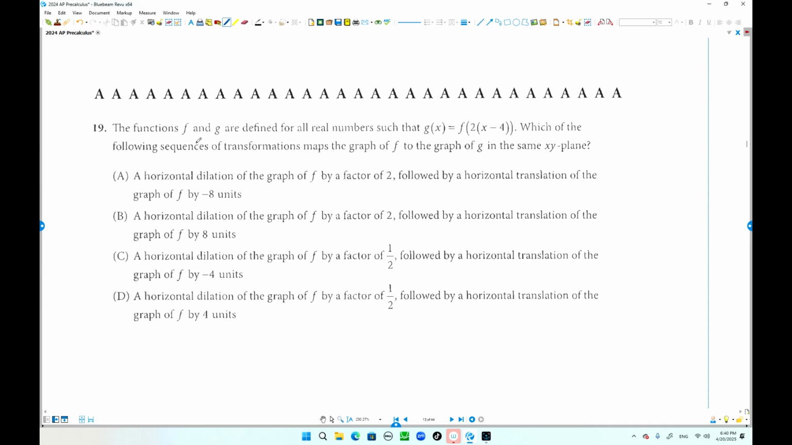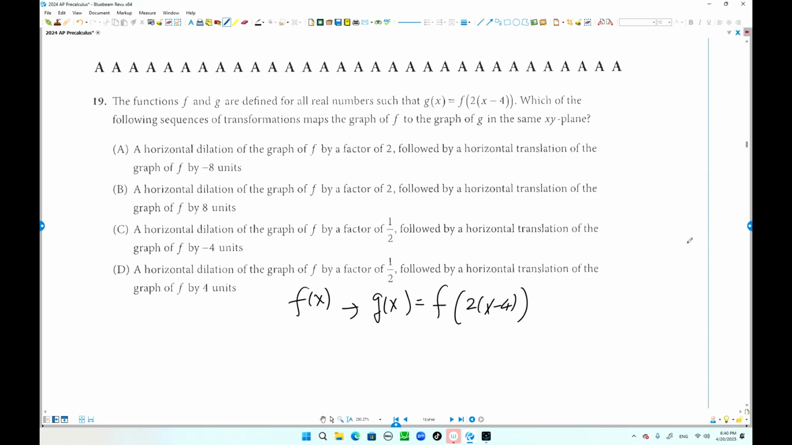Okay, original graph of f of x. This is f of x. But g of x looks like this. That transformation equals what? f of 2x minus 4. But we know that x minus 4 is about 4 units right. 4 units right.